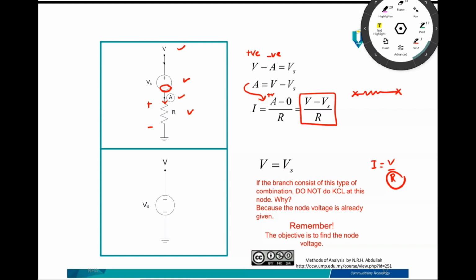If you have this kind of circuit, you don't have to do the summation of currents at that node. Actually, your intention is to get the V, and the circuit already gives you the V. It means that you already know the voltage at the branch, so you don't need to apply KCL at that branch. So now you can get the answer, the node voltage. So if the branch consists of this type of combination, please do not do the KCL, as it is not needed, because the node voltage is already given.